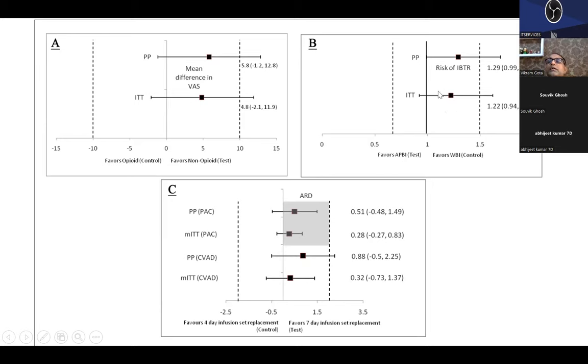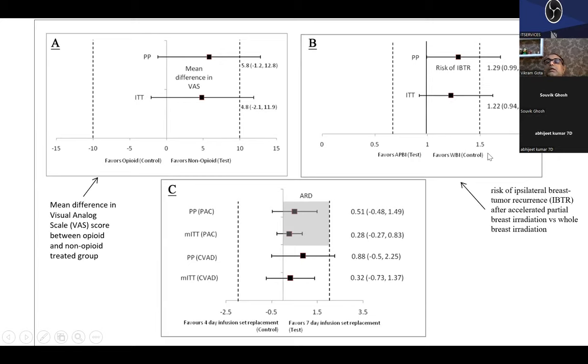What you found is that this outcome is actually favoring the whole breast irradiation. And the outer bound of this confidence interval is actually breaching this margin of 1.5. So therefore, you can conclude that accelerated partial breast irradiation is not equivalent to whole breast irradiation, because with whole breast irradiation, the risk of ipsilateral breast tumor recurrence is less as compared to accelerated partial breast irradiation. So this is how you test a non-equivalence hypothesis. Suppose this outer bound were to come here within this margin, then you could have easily concluded equivalence.